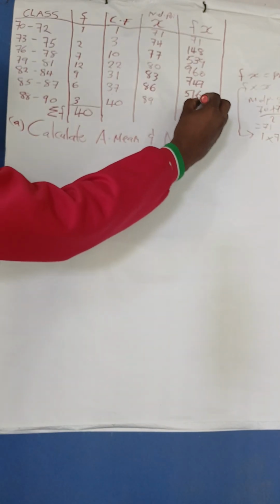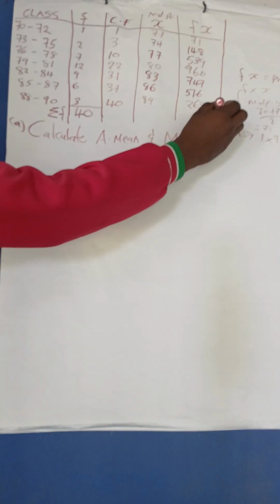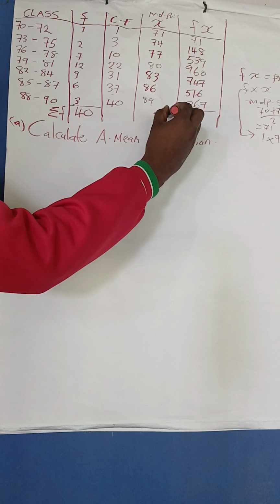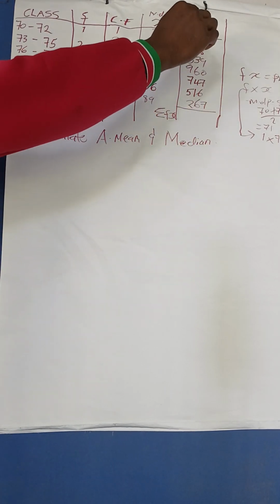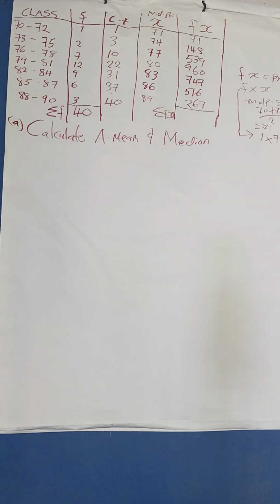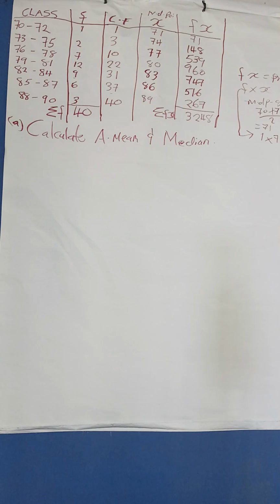Good. So up to there, I think we now know how to get the CF, the midpoint, and the product of f and x. So what is the last part on that table? We have to get the summation of fx. When I say the summation of fx, you're just adding the figures in the column of fx. If you add them, we get 3248. Good, up to there we are doing well.